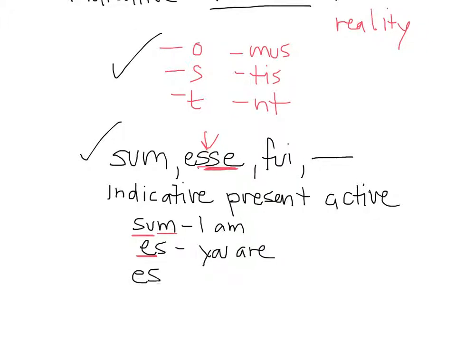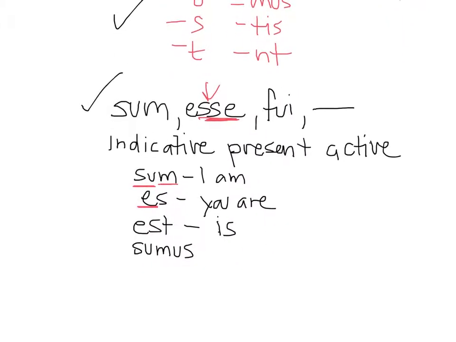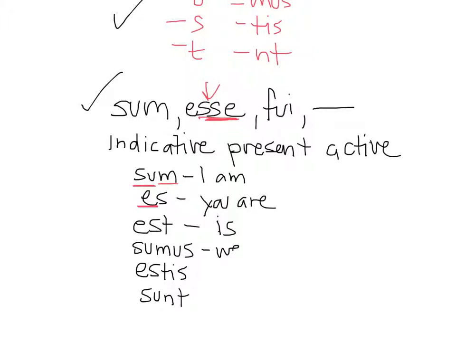Sum, es, est. He, she, or it is. Sumus, estis, and sunt. We are. Y'all are. And finally, they are. I cannot help you more with that one than just asking you to memorize it. You can see the model on page 30 in the book.